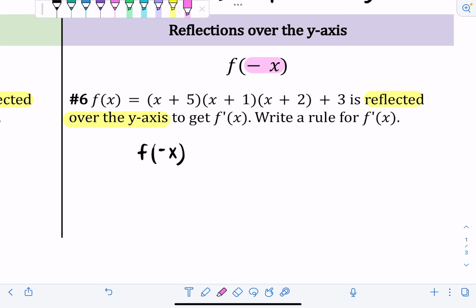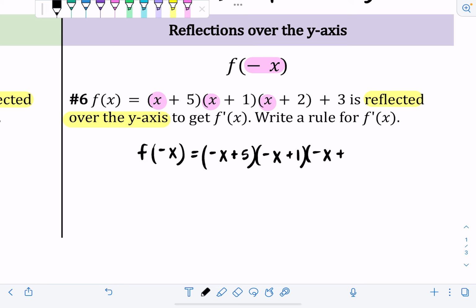If you're making a change to the inside of the parentheses, then you have to make a change to every single x in the function. They all get switched out for negative x in this case. So f of negative x would be negative x plus 5 times negative x plus 1 times negative x plus 2, and then plus 3 at the end. We don't need to make any changes to that because it doesn't have an x.